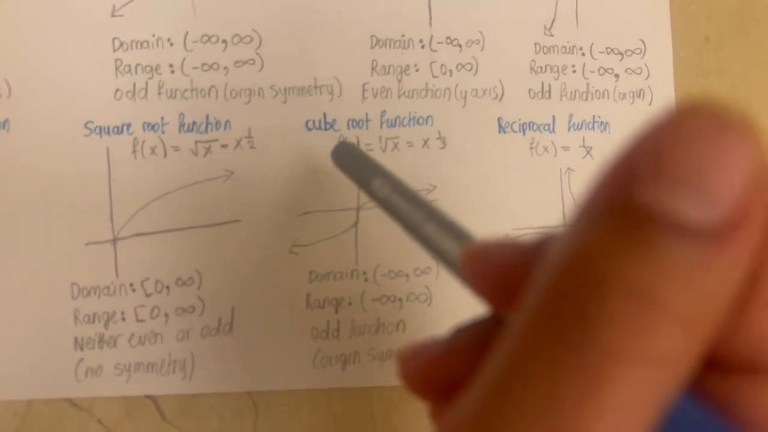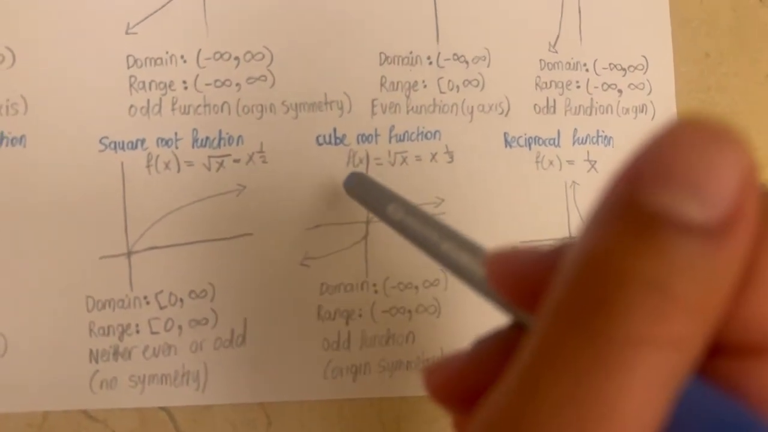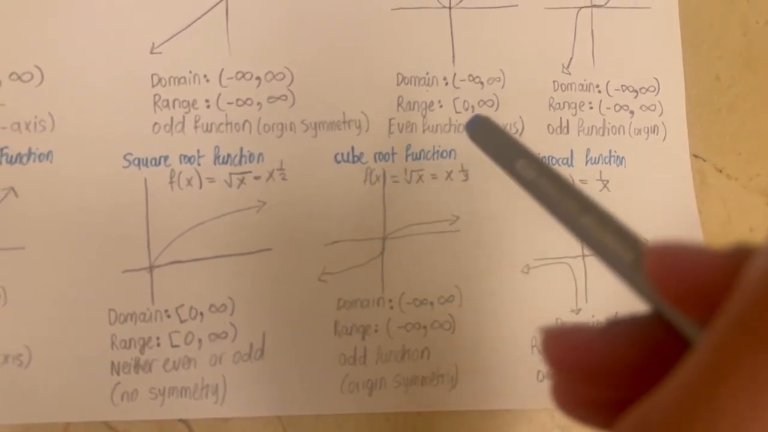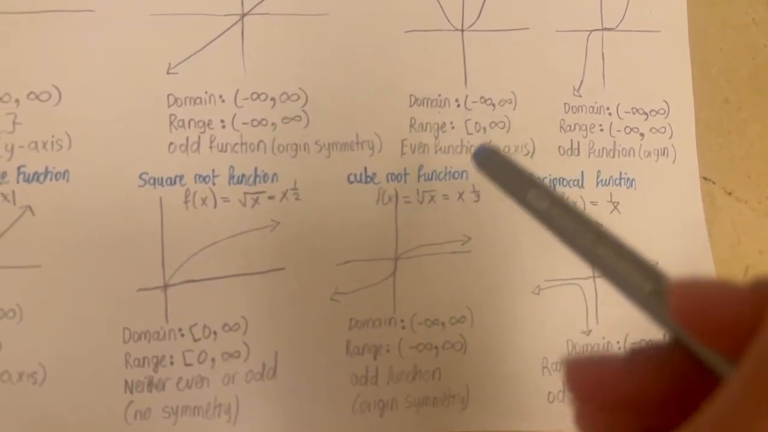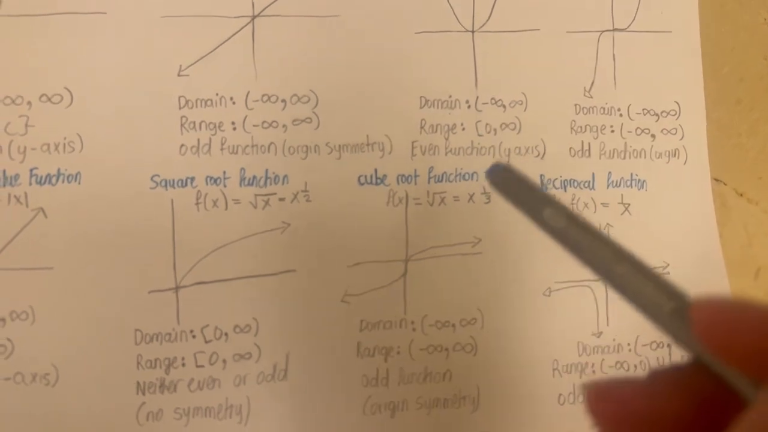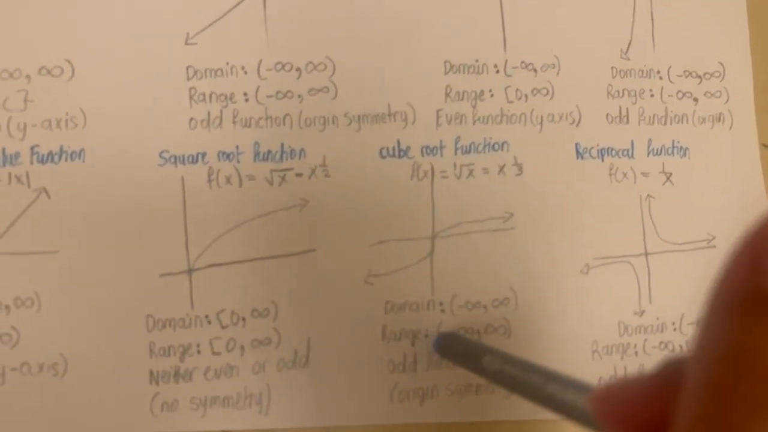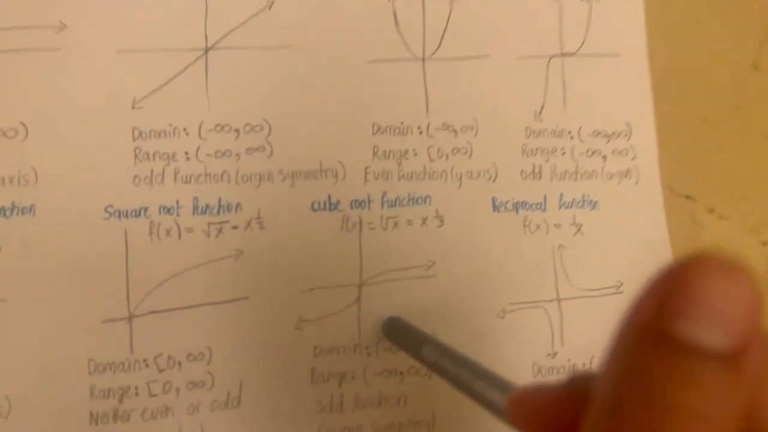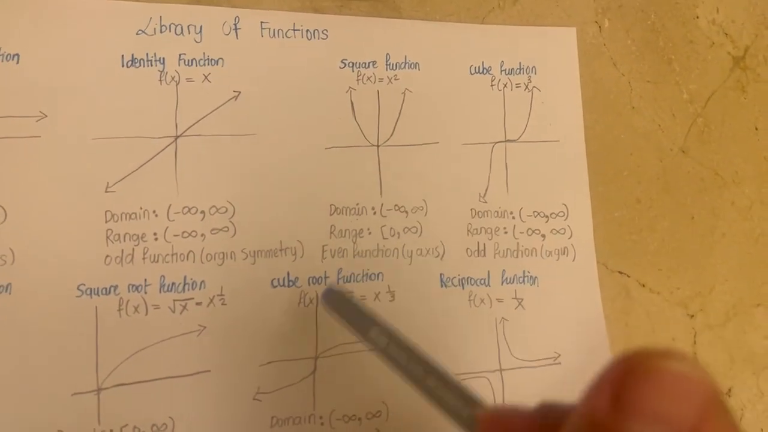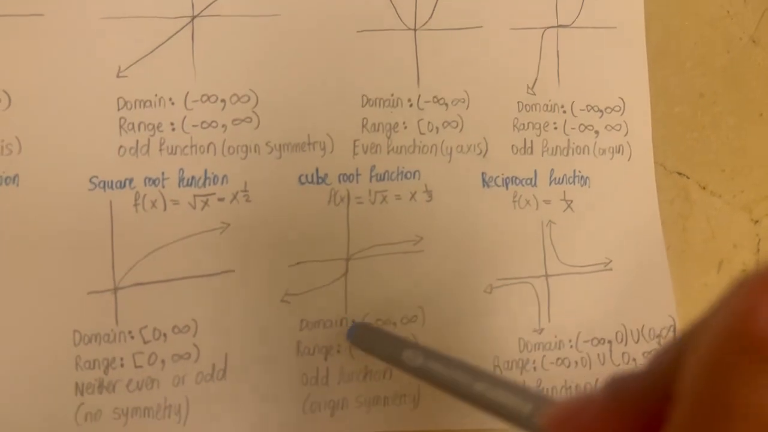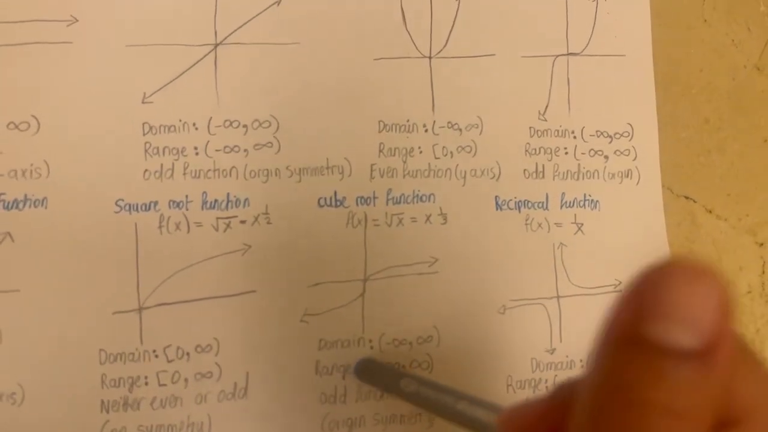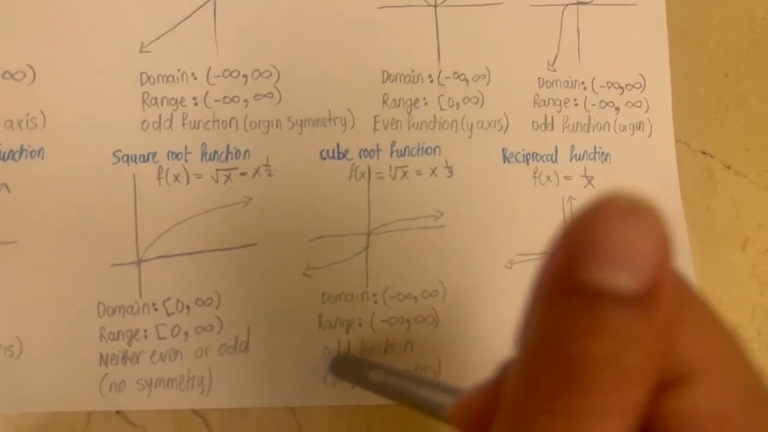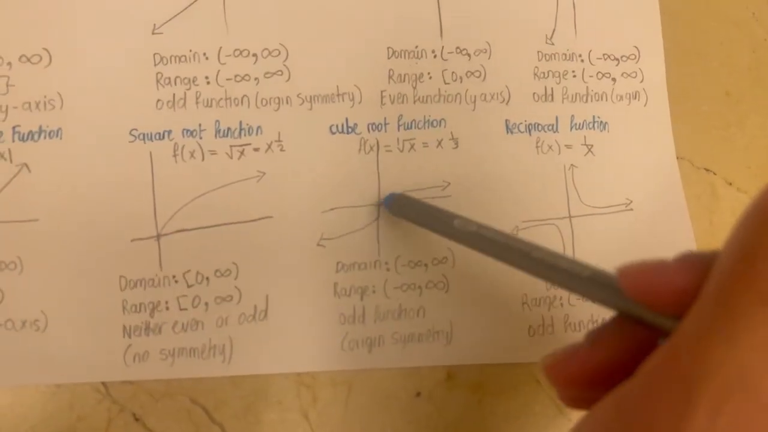Then we have the cube root function, which is f of x equals the cube root of x, or x to the power of a third. This function is actually similar to the cube function. It's just more of a horizontal version. It has the same domain and the same range, and it's also an odd function since it is symmetric to the origin.